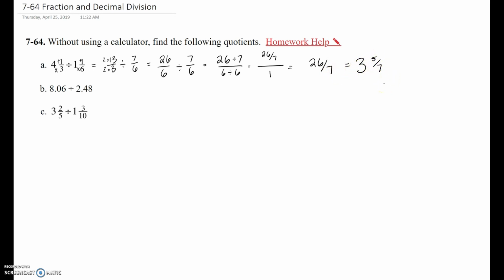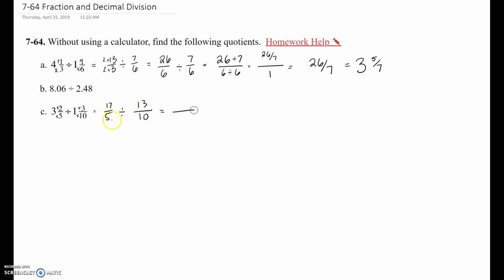All right, let's go ahead and do the other fraction problem. Let's convert these again. So we've got 3 wholes. So 3 times 5 is 15, plus 2 is 17. 17/5 divided by 10 times 1 is 10, plus 3 is 13/10. Again, it's going to be kind of messy if we divide straight across.